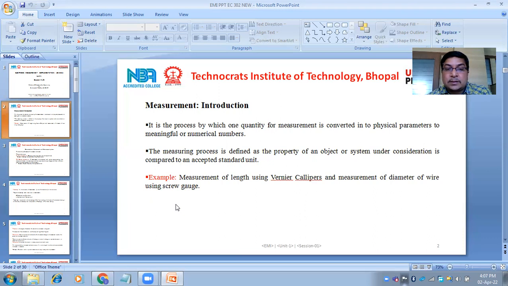If we want to measure length, we use vernier calipers, and for the measurement of the diameter of a wire we use a screw gauge. We can measure length in meter, centimeter, millimeter, and diameter as well.